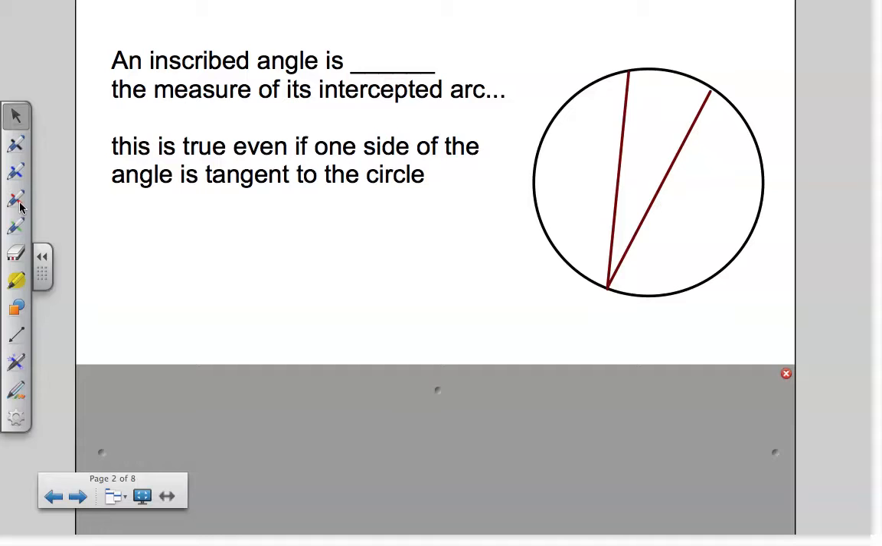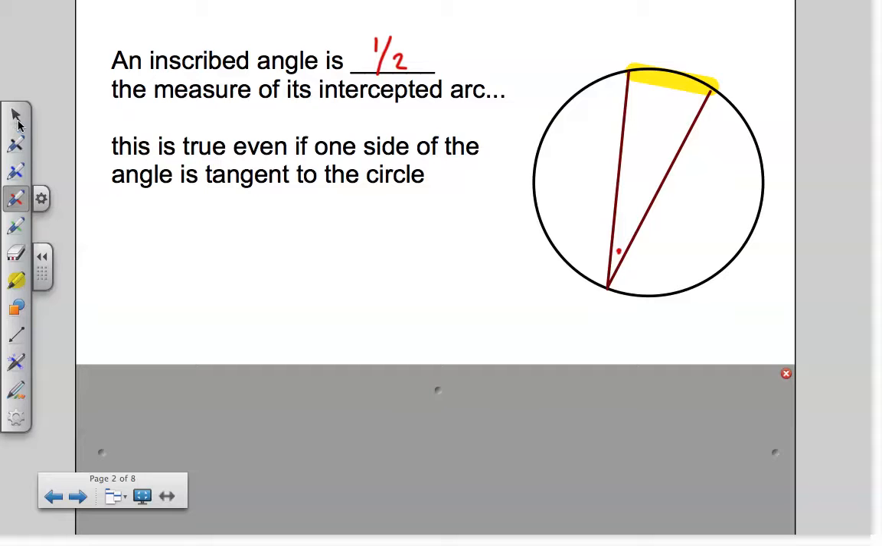An inscribed angle, like you're seeing in this circle here, remember, has its vertex on the circle, like this angle does. And we know that its measure is what compared to its intercepted arc? Remember how central angles were the same measure as their arcs because they were at the center, so they do the same amount of 360 as a whole circle. But an inscribed angle, remember, was half the measure of its intercepted arc. Now that's going to be true even if one side of the angle is tangent to the circle.